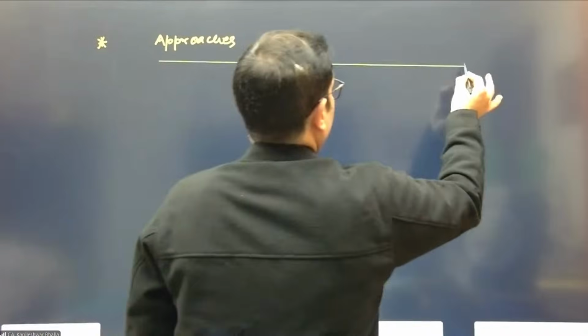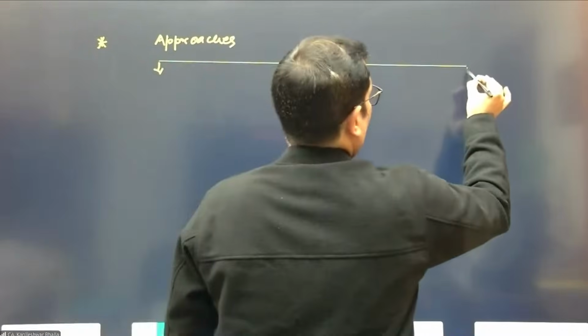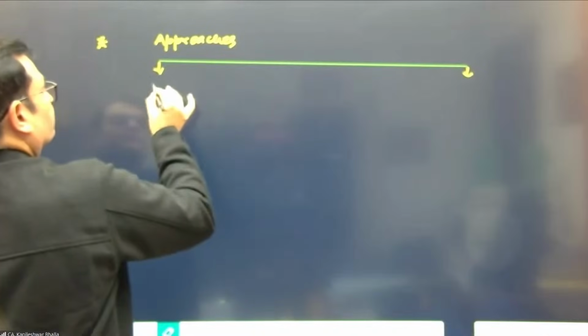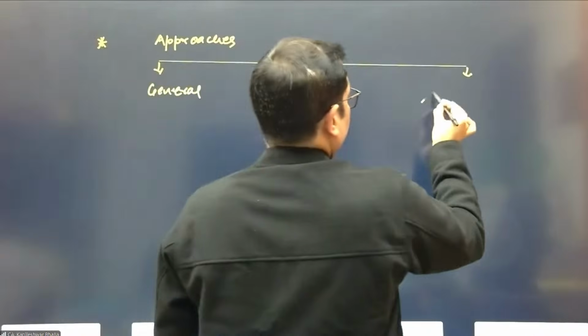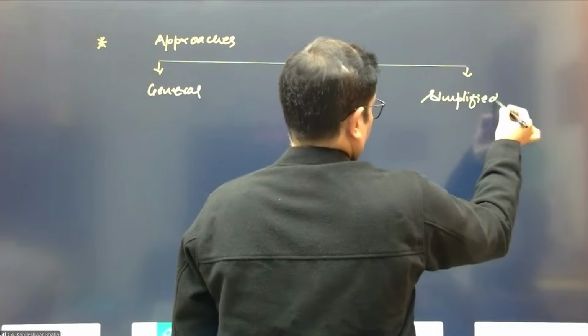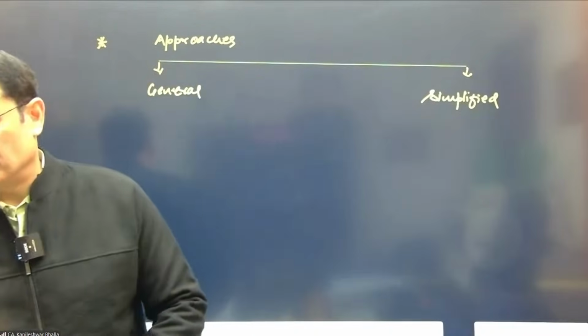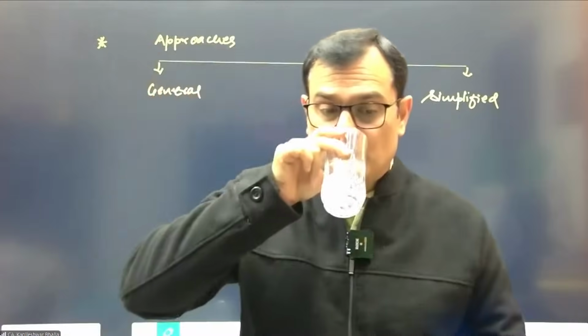In terms of the expected credit loss, what are the two approaches? Approach number one is called the general approach, and approach number two is called the simplified approach. I'll first explain what the general approach is and what the simplified approach is.